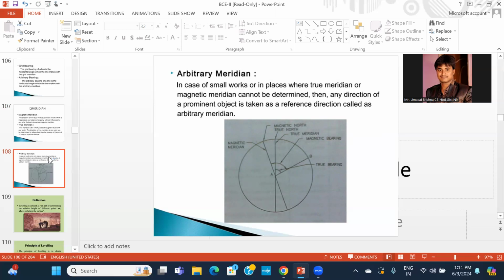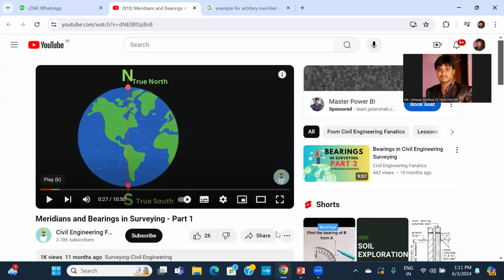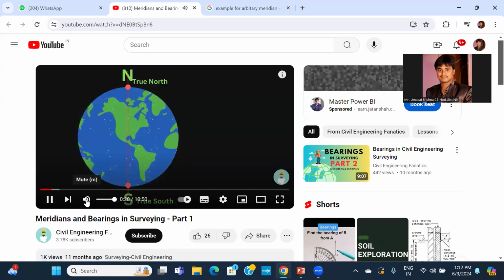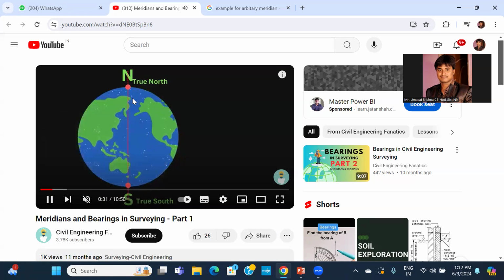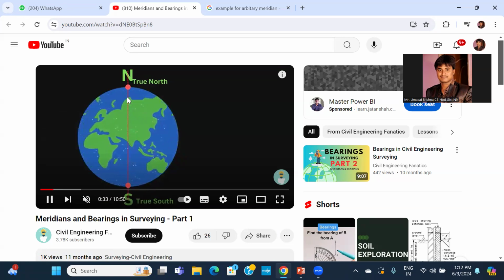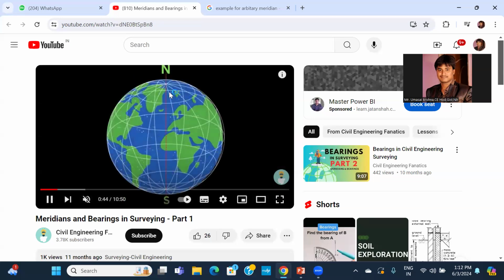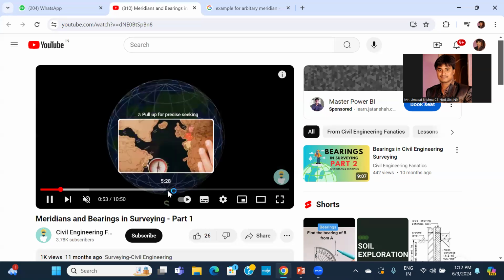Then that direction is known as the arbitrary meridian. So we will see just a small video which you can understand easily. Here, this is our Earth. The Earth rotates on an axis from the south pole to the north pole in an anti-clockwise direction. Here you can see a number of lines passing through the north and south directions.